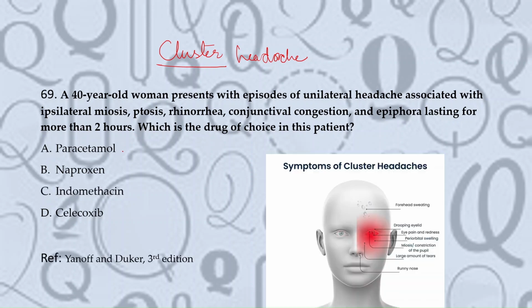So these are the features of cluster headache: sweating of forehead on the ipsilateral side, drooping of eyelid, pain and redness, periorbital swelling, meiosis, epiphora and a runny nose.